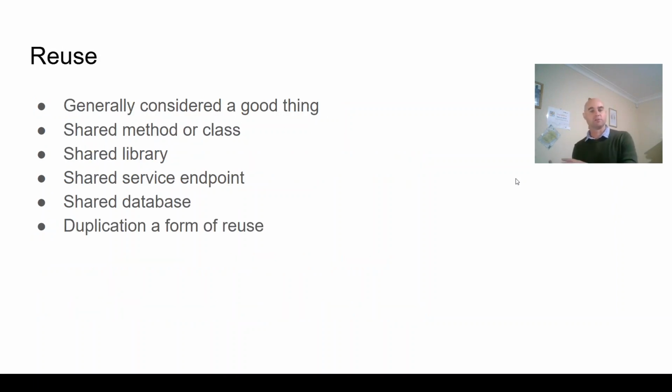Well, as I said before, generally it's considered a good thing. You might have a shared function or method, a piece of isolated object that does a particular thing, or a class that encapsulates some finite piece of logic. A library that collects together several classes or methods and does a coherent thing. You might have a shared API endpoint that lives on a particular machine. You might have a shared database or a shared table that multiple applications deal with.